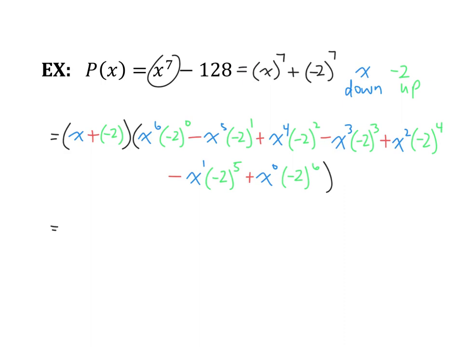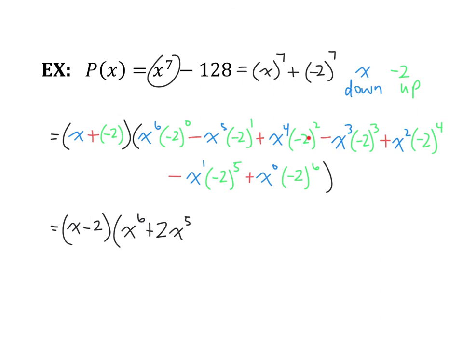So our first factor, x plus a negative 2, just becomes x minus 2, okay? X to the 6th times negative 2 to the 0. Well, negative 2 to the 0 is 1 times x to the 6th. So we're just left with x to the 6th. This next one, negative 2 to the 1st power is negative 2. Negative 2 times this negative goes to plus. So we end up with plus 2x to the 5th.